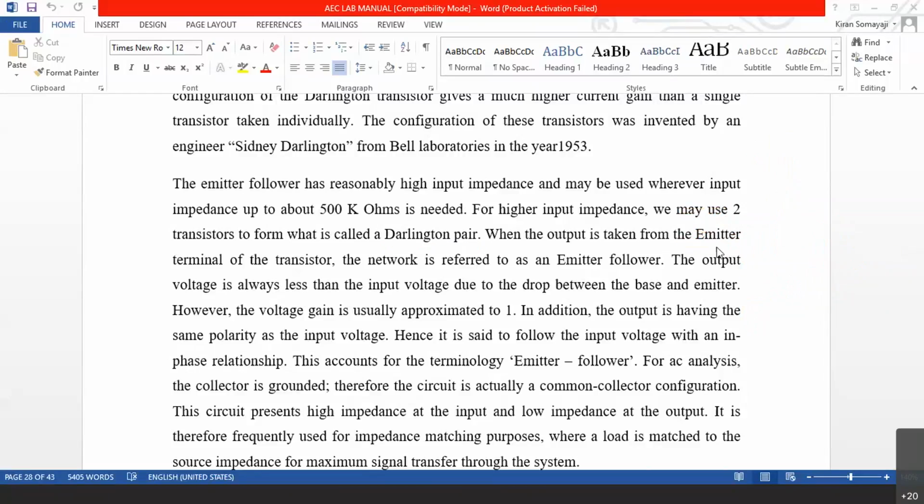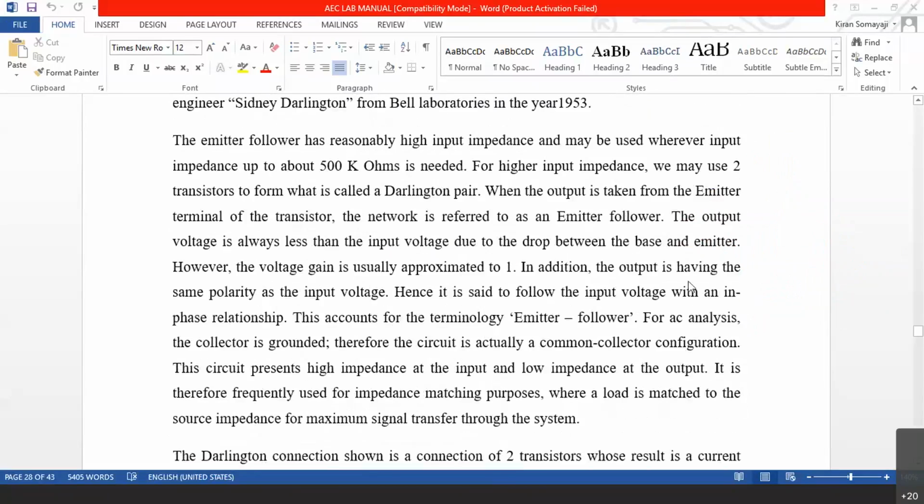When the output is taken from the emitter terminal of the transistor, the network is referred to as an emitter follower. The output voltage will always be less than the input voltage due to a drop between base and emitter, that is the AC drop. However, the voltage gain is usually approximated to 1, even though it is around 0.98. In general, we call it unity gain.